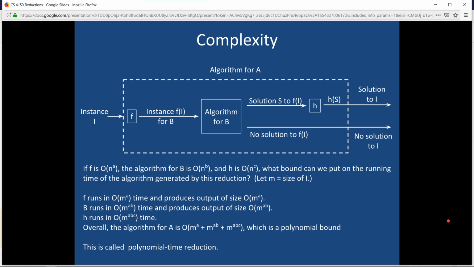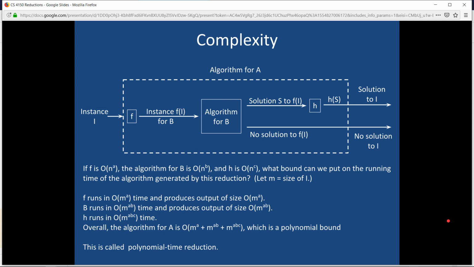So imagine if we've got an algorithm for f here that is O of n to the a. F right here is O of n to the a. The algorithm for b is O of n to the b. And the algorithm for h is O of n to the c. The question is, what bound can we put on the entire algorithm that's inside the box?